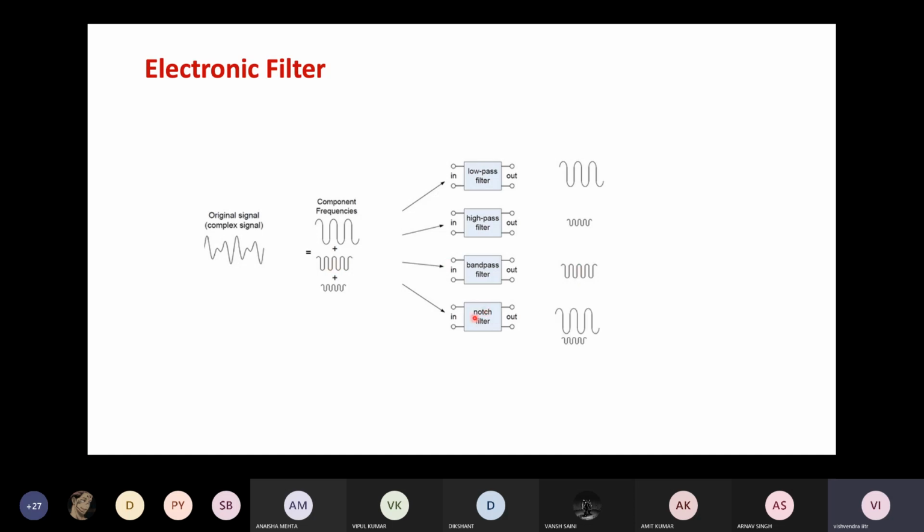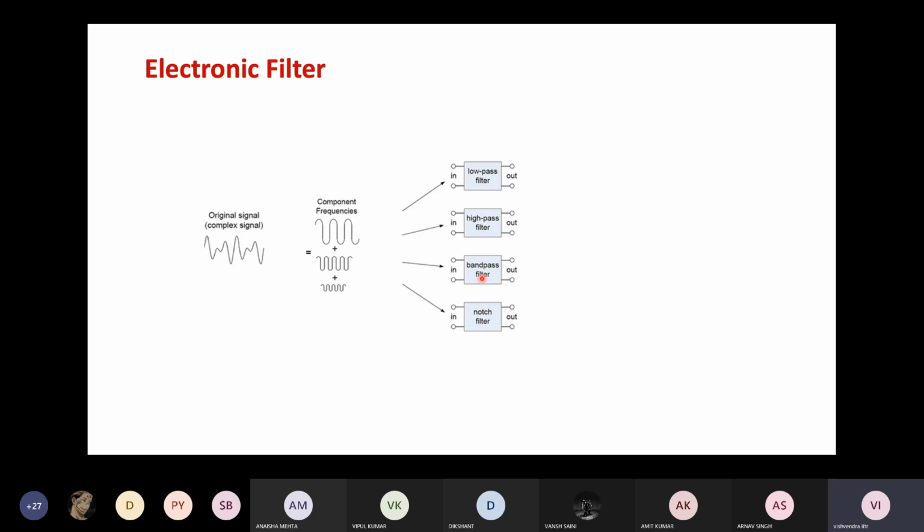And the notch filter is like the inverse of the band pass filter. So it allows the low frequency and high frequency, but it blocks the medium frequency. It is used in some applications, but it is mostly not used in oscillators. So only these three filters are prominently used in oscillators: one is the low pass filter, one is the high pass filter, and third is the band pass filter.